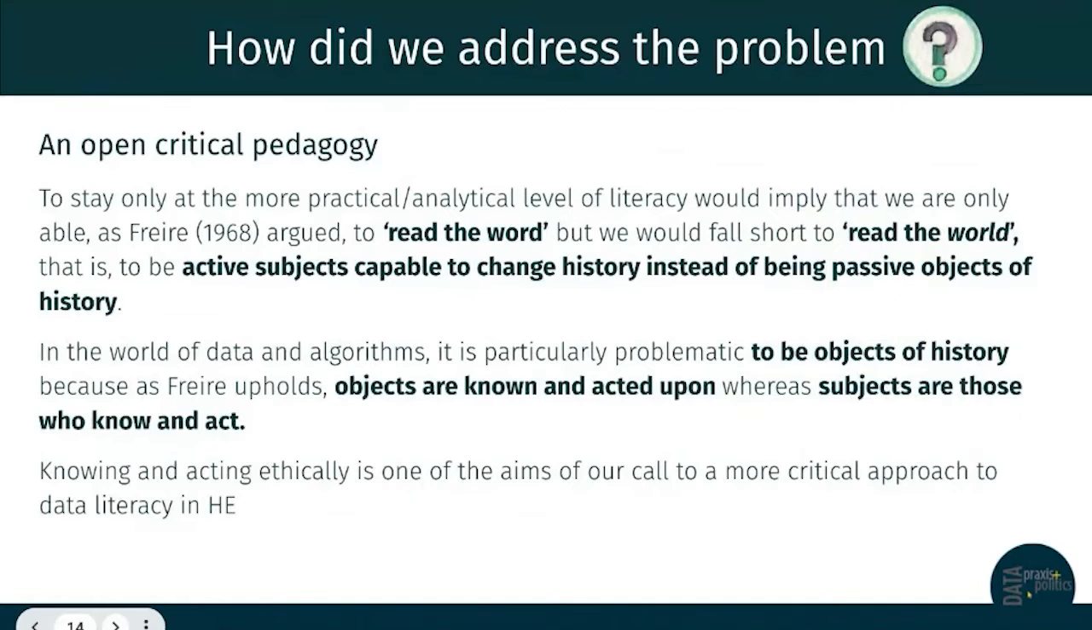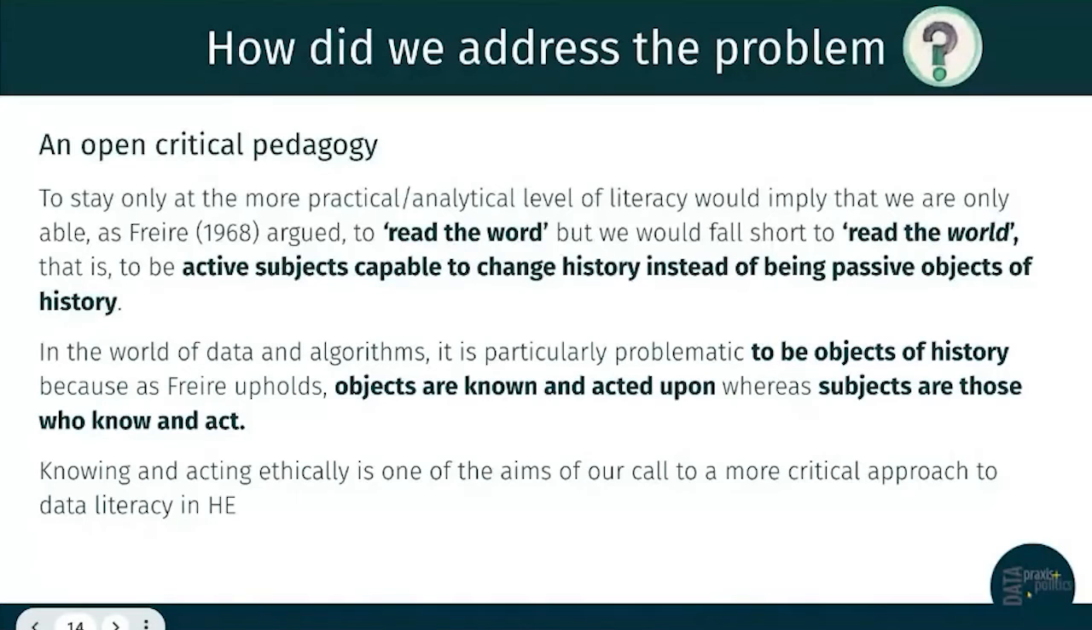So we first decided to have an open critical pedagogy inspired by critical pedagogues such as Freire, Ira Shor, bell hooks, Giroux, you name it. And particularly from Freire, we take this idea that, for him, we need to be able not only to read words, but we need to be able to read the world, which will make us active subjects that are capable of changing history instead of just being passive objects of history.